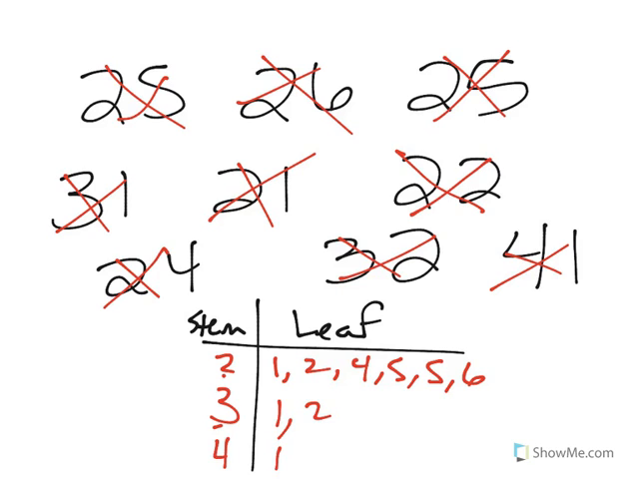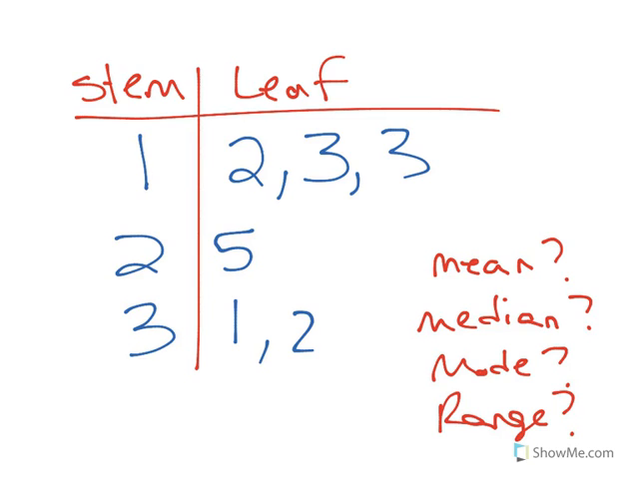The last thing I want you to do is I'm going to give you a stem and leaf plot, and I want you to find mean, median, mode, and range. So this is your stem and leaf plot. I want you to find mean, median, mode, and range. This is your challenge for tomorrow.